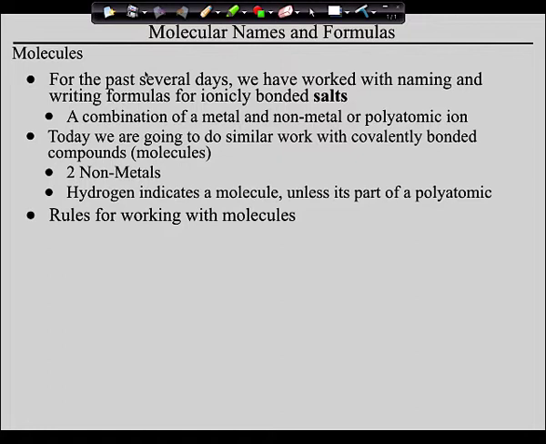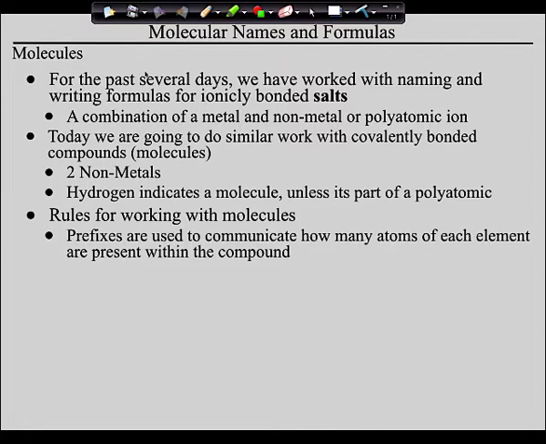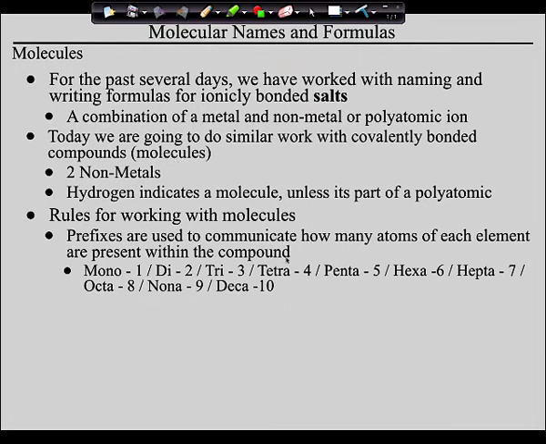So if we're not going to use Roman numerals, and if we're not going to use parentheses, how are we going to communicate how many of each atom we need? And the answer is prefixes. Just write down the word prefixes. But what do the prefixes do? They communicate how many of each atom we need. For example, carbon dioxide. How many oxygens? 2, because di is 2. You need to know the prefixes all the way up to 10.